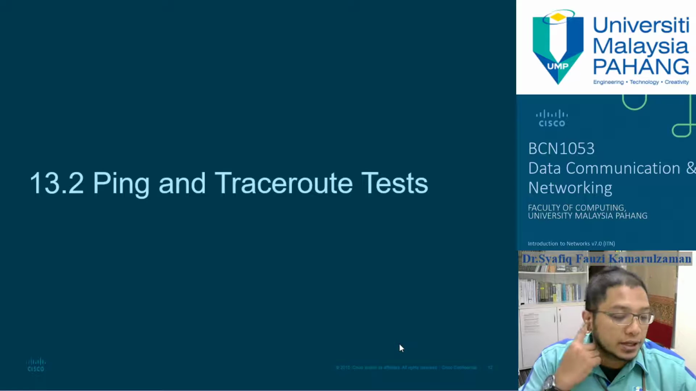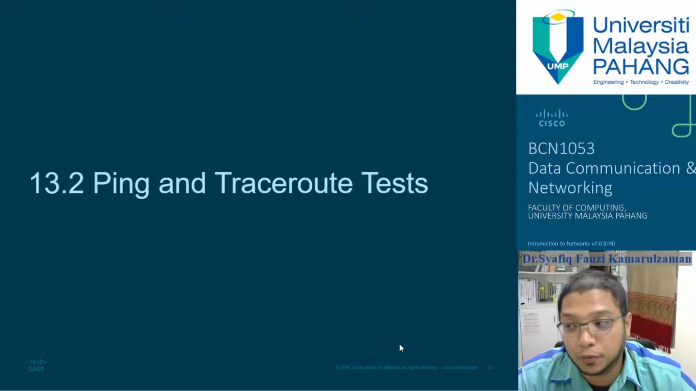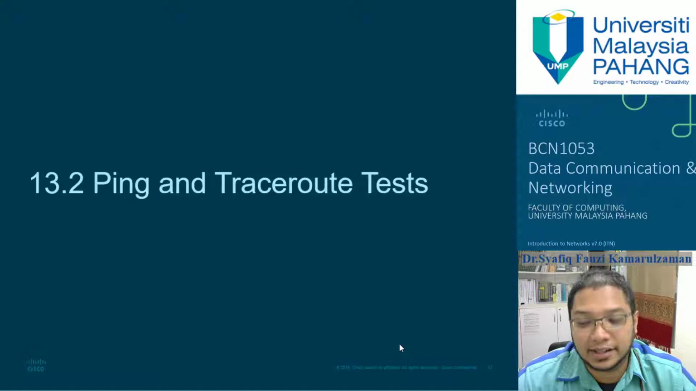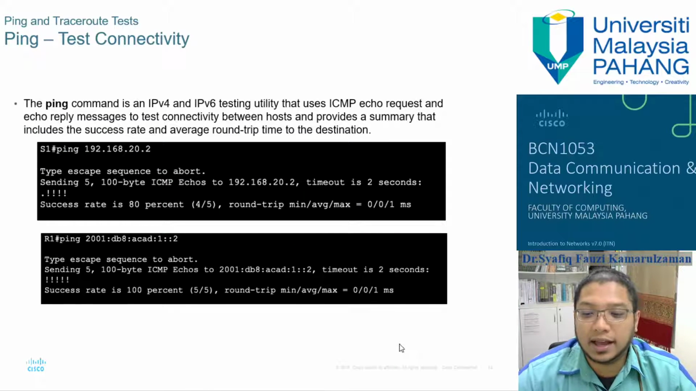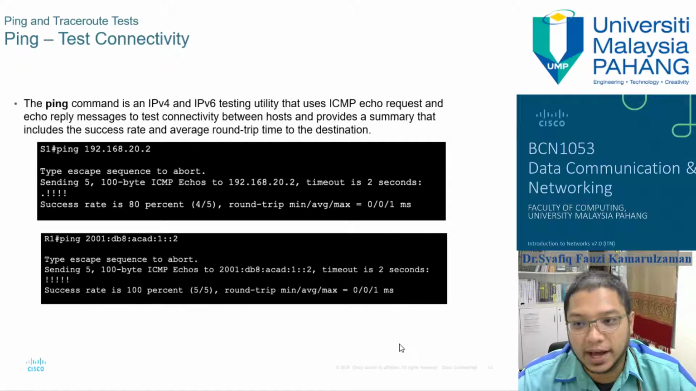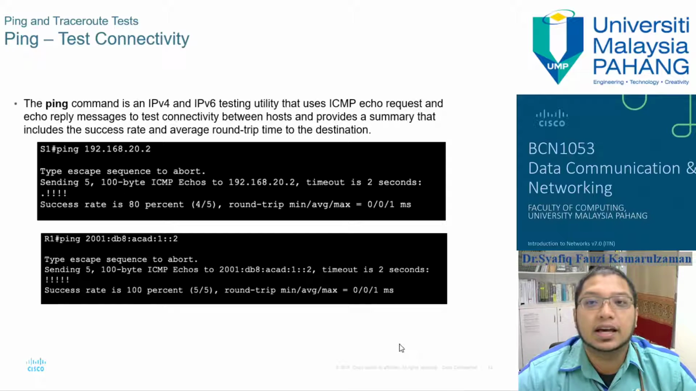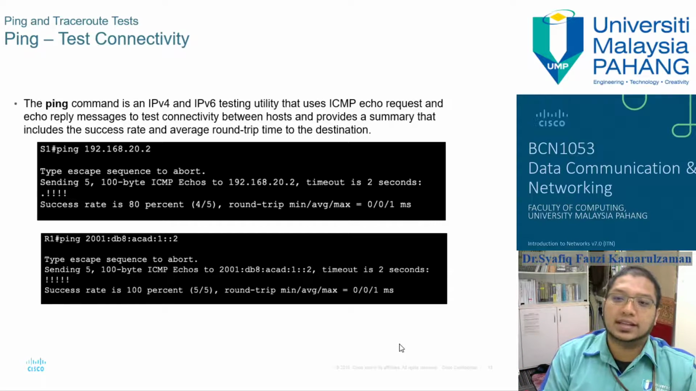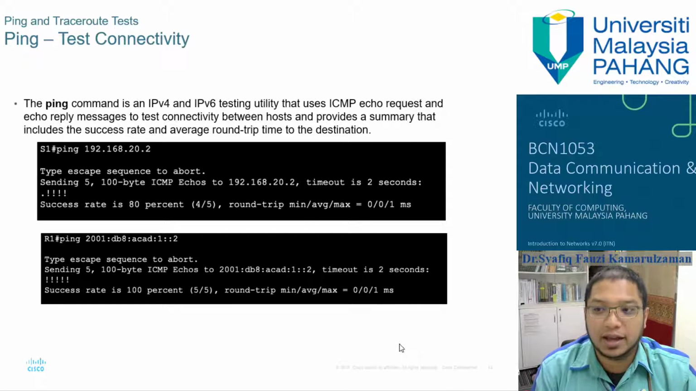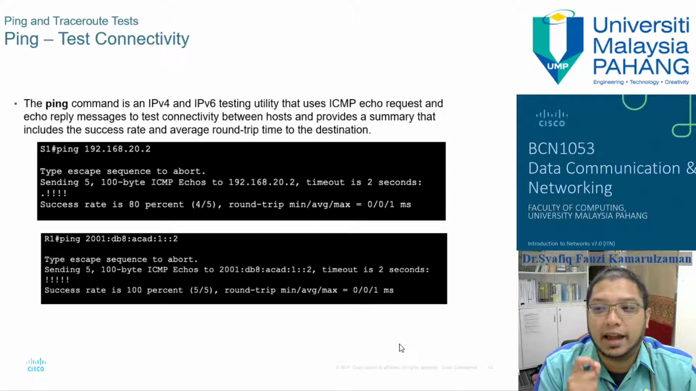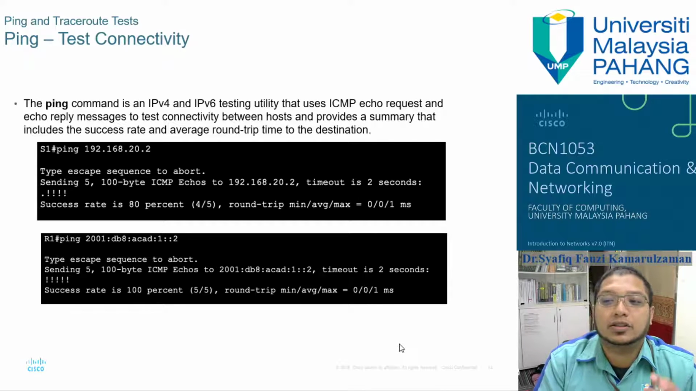In order for us to confirm whether the computers in your network work perfectly or not, we have what we call a ping and traceroute test. So what exactly is ping? The ping command is an IPv4 and IPv6 testing utility that uses ICMP echo request and echo reply messages to test the connectivity between hosts. It provides a summary that includes the success rate and the average round trip time to the destination.